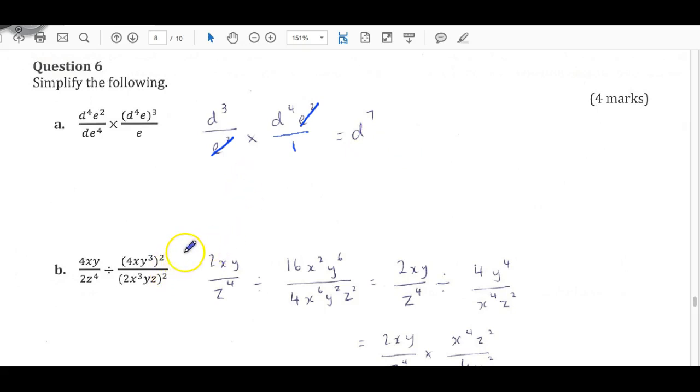All right, question B looks quite complicated, but it's just a matter of cancelling where you can. So in this first fraction, all I can do is cancel out the 2 and the 4.